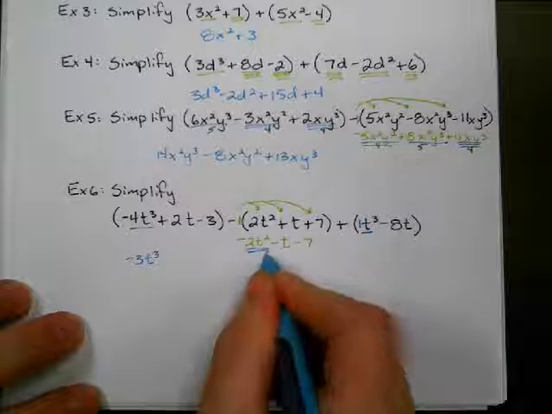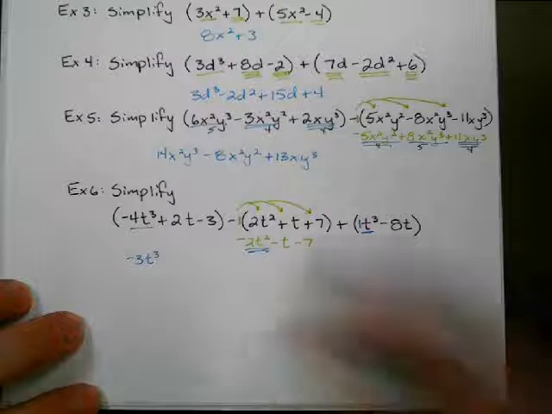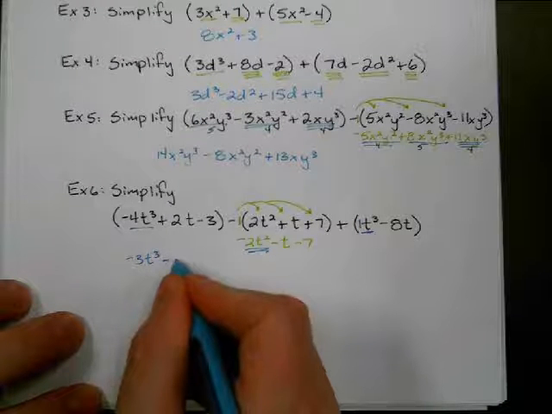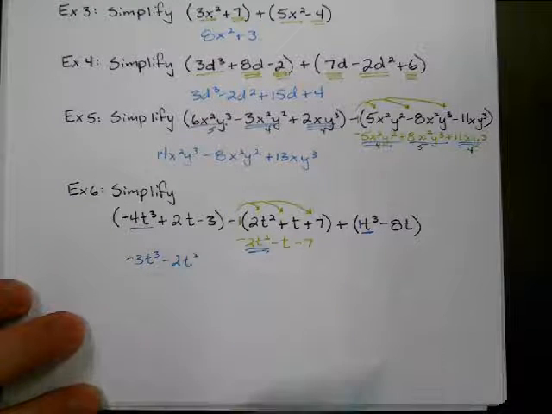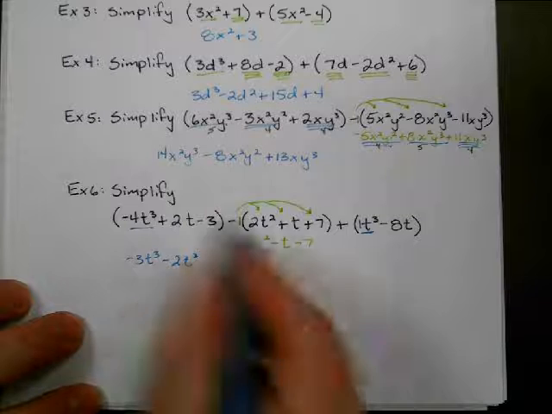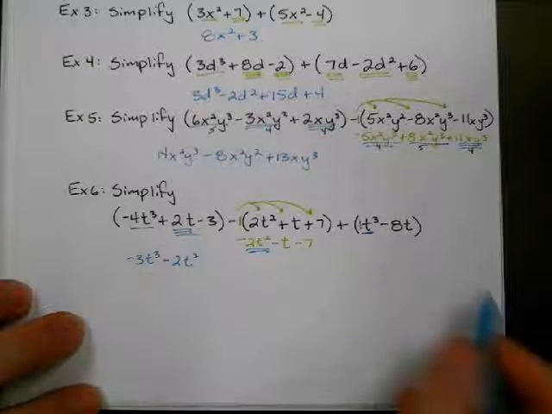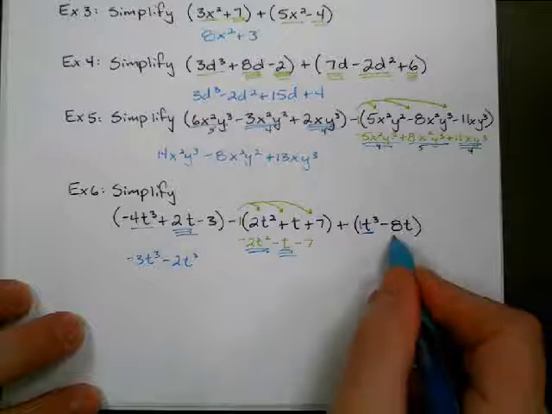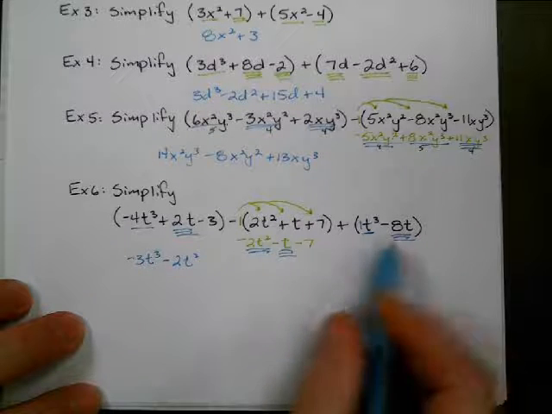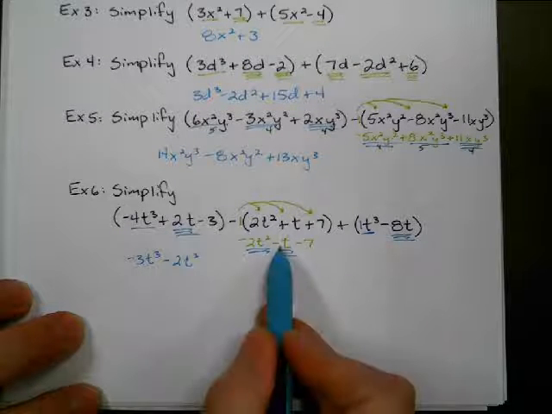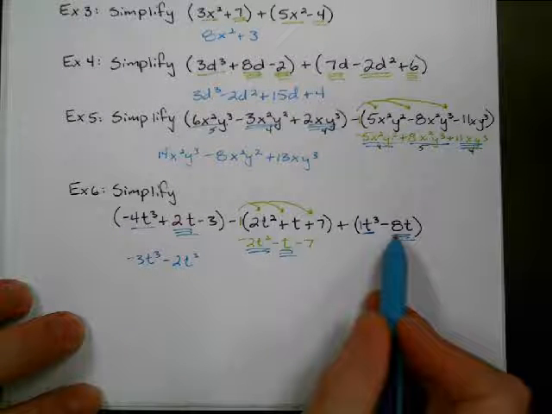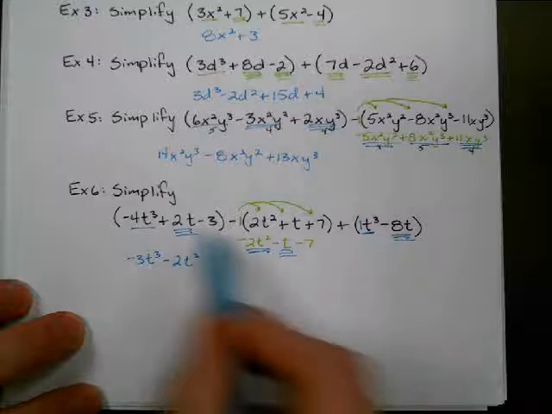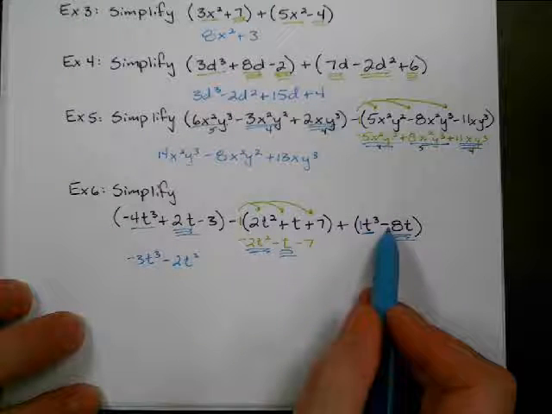So I'm just going to write minus 2t to the second. T to the first, do we have any? Let's see, right here, right here. Oh, and right here. So I've got 2 minus 1 minus 8. So 2 minus 1 is 1. 1 minus 8 is negative 7. So I have negative 7 t to the firsts.